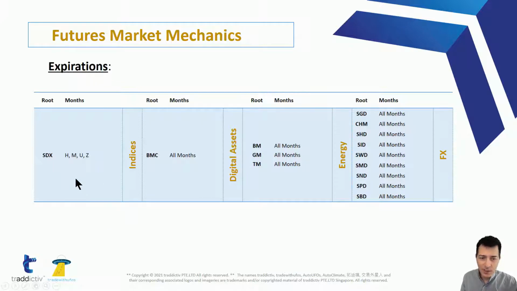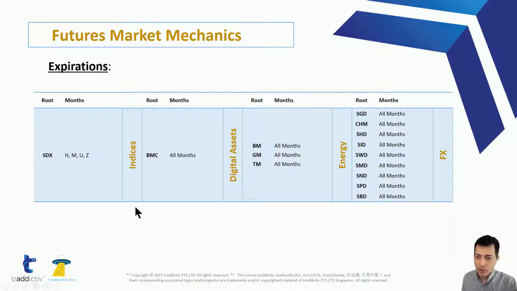So are we in March? Yeah. If you want to trade March, you would trade the H. Let's say we are now trading June, so you would trade the M. So the symbol that you would trade would be SDX, and then you would add the M, and then the year 21. Some brokers may have you add 2021. Different brokers may have slight variations with the ticker symbols, but basically, it would be the root, the expiration month, and the year.